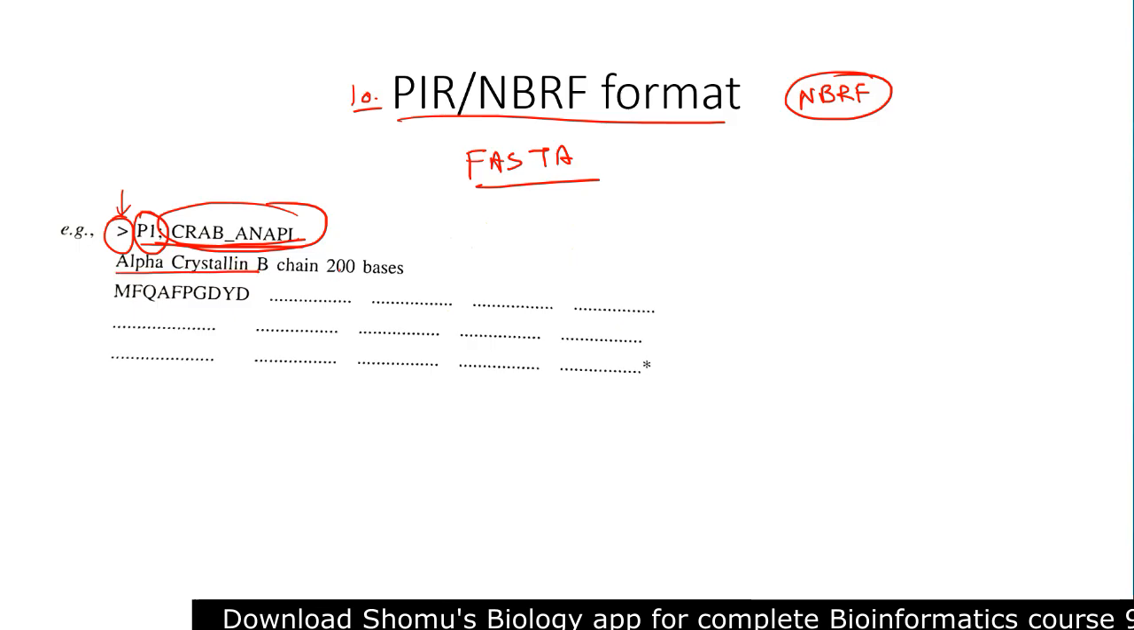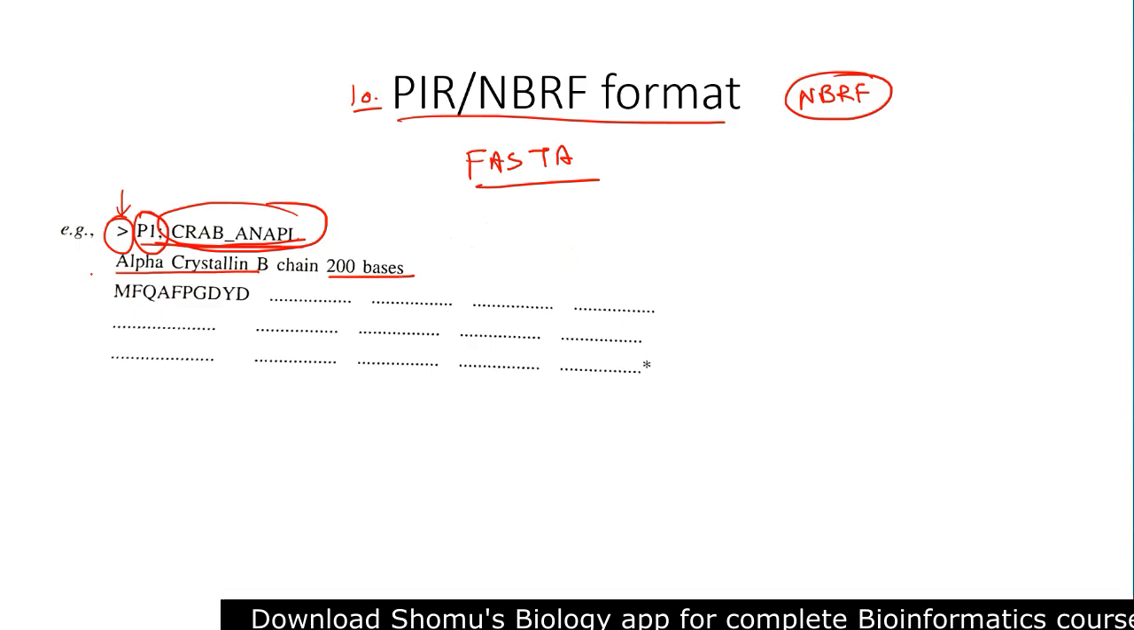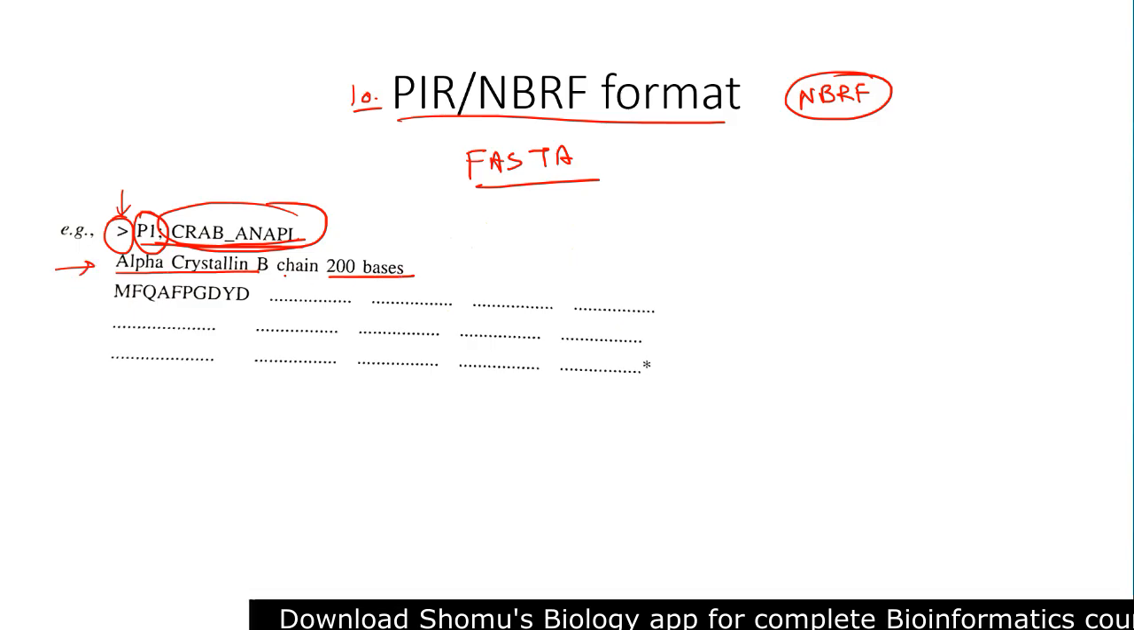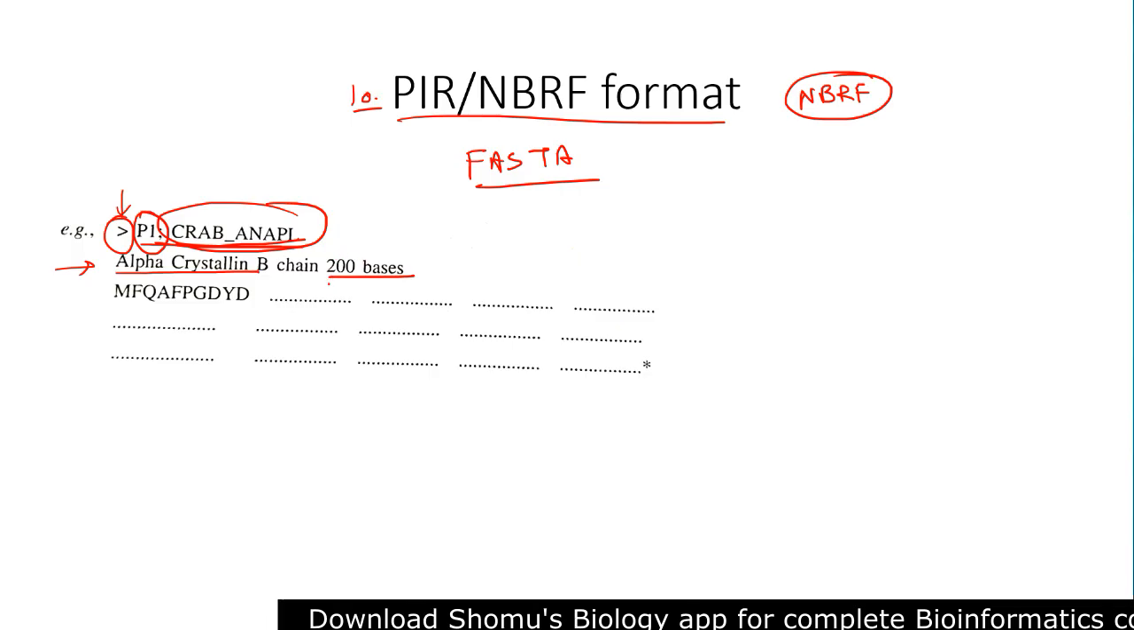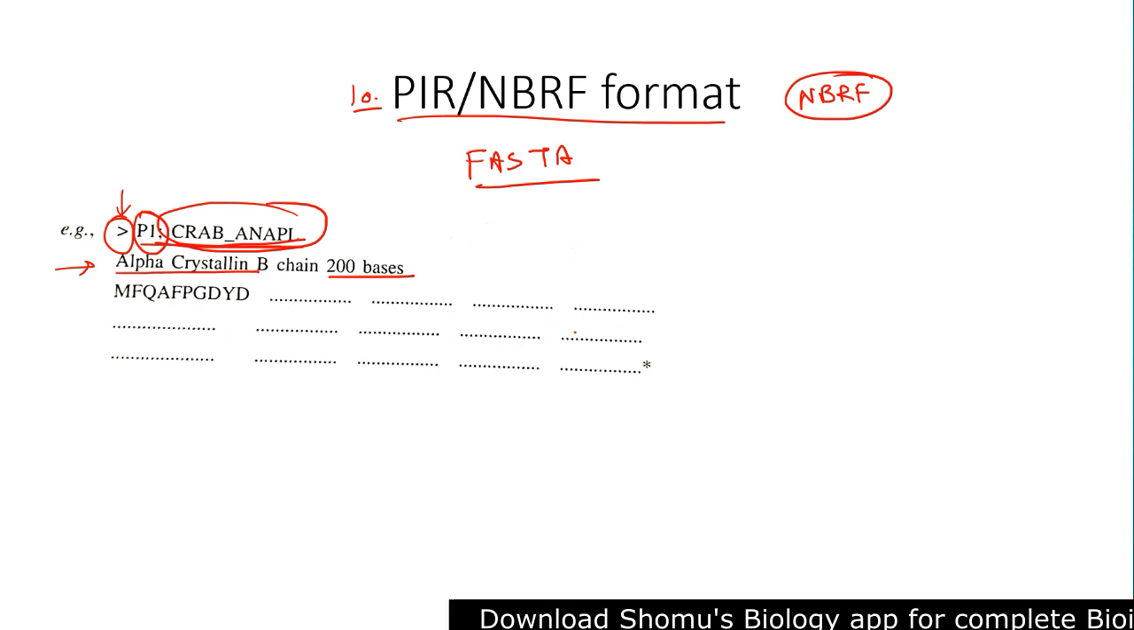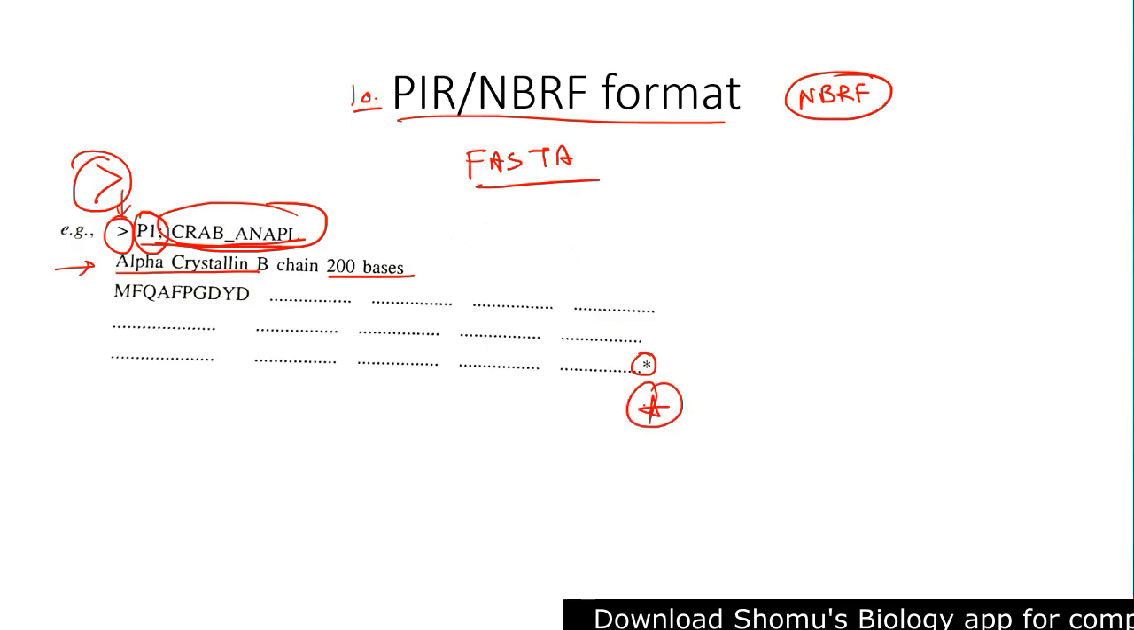Alpha crystalline B chain, and the description is 200 bases. So the protein chain here is alpha crystalline B, and there are 200 bases present there. It's an amino acid sequence that we are looking at. So sequence means obviously either it can be amino acid or nucleotide, in this case amino acid sequence. Then the sequence is followed from the following line, and once the sequence is end, star is placed. So whenever there is a star, we can tell yes, the sequence is end. It's very important to mark the start and the end. So we'll mark start with this, we'll mark end with the star. Okay, very similar to that of the Fasta format.